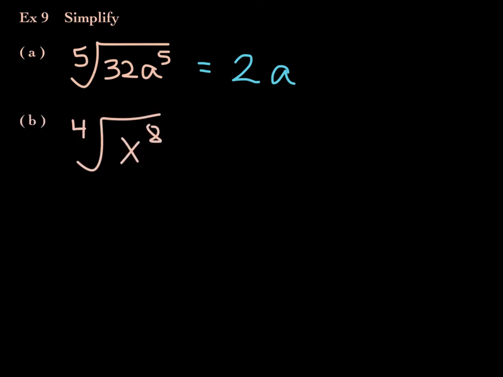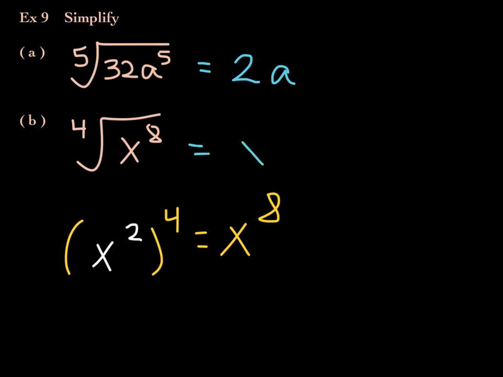This is asking you for the fourth root of x to the eighth power. In other words, they're asking you, what do you raise to the fourth power in order to get x to the eighth? Can you think of that? Yeah, this would have to be x to the power of 2. That's right, because 2 times 4 gives you 8. So the answer here is just x squared. Very good. X squared is the fourth root of x to the eighth.